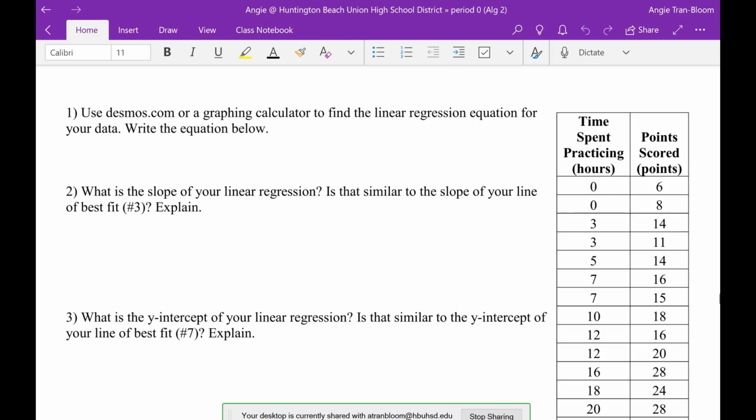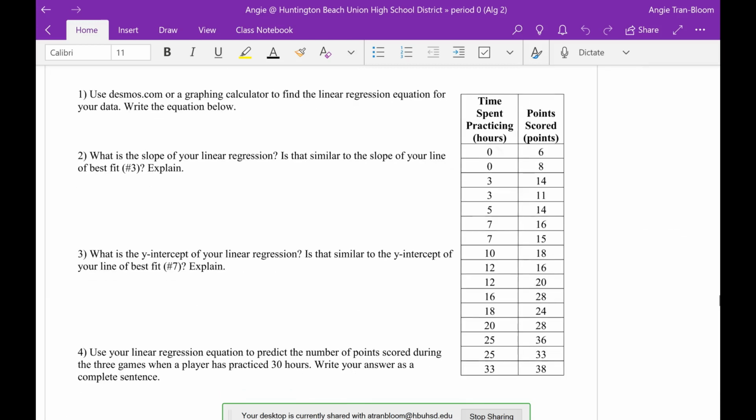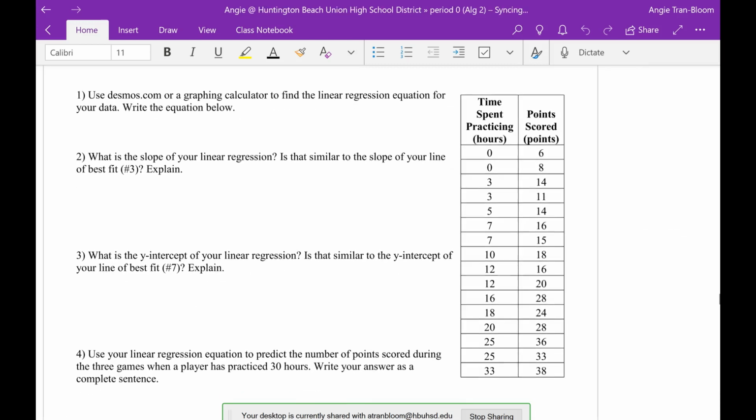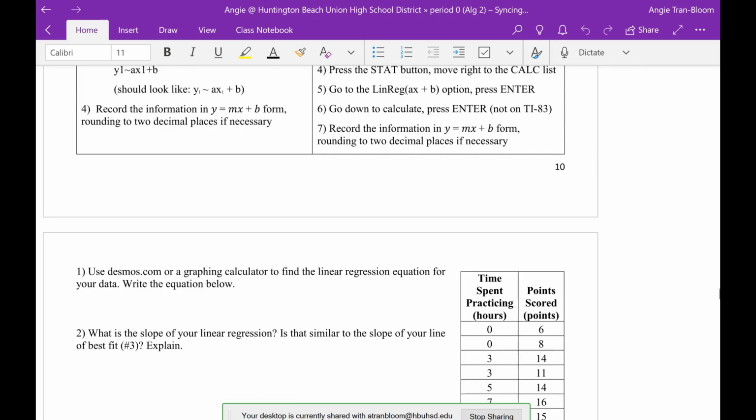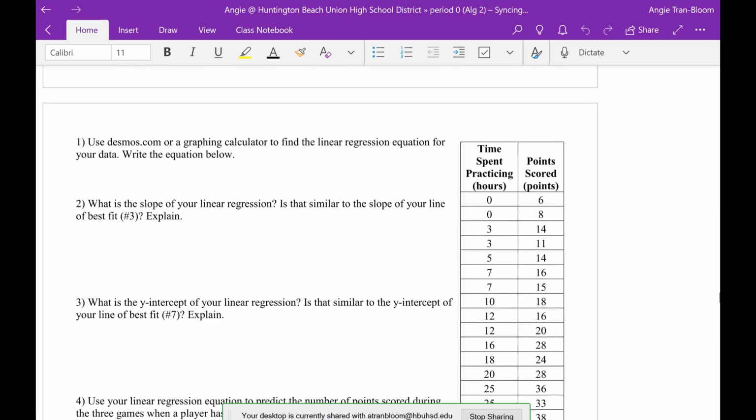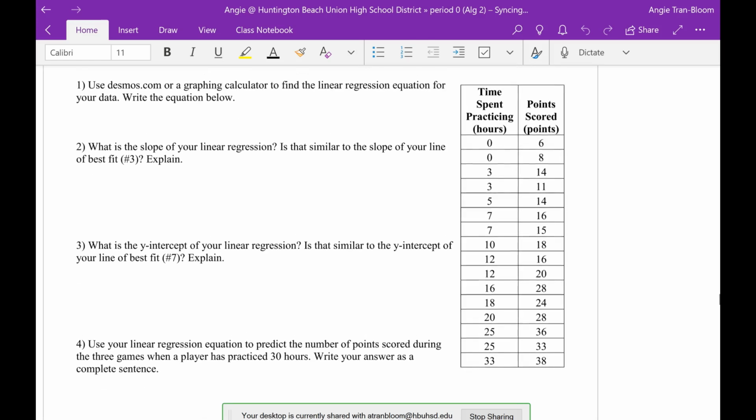Now our data says time spent practicing and the points score. Let me tell you about L1. L1 will always be your input. What does input mean? X or Y? X. So go ahead and enter in all of your inputs. You have a list here of inputs. Enter all of that in L1. Then you're going to go to L2 and enter in all of your outputs. All of the outputs for our example today will be.